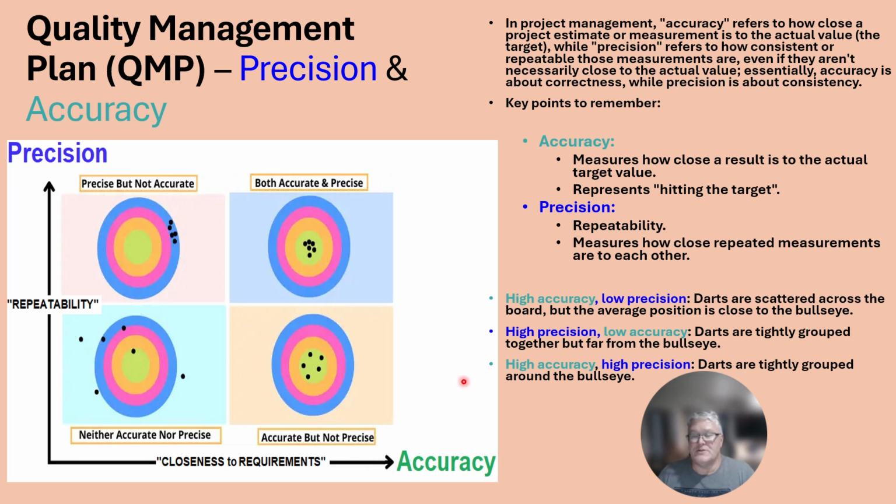Continuing, here's some other terminology that you should be aware of: the term of precision versus accuracy. Okay, project management. Accuracy refers to how close a project estimate or measurement is to the actual value, the target value, while precision refers to how consistent or repeatable those measurements are, even if they aren't necessarily close to the actual value. Essentially accuracy is about correctness, while precision is about being consistent. Okay, so accuracy, correctness, precision, consistency.